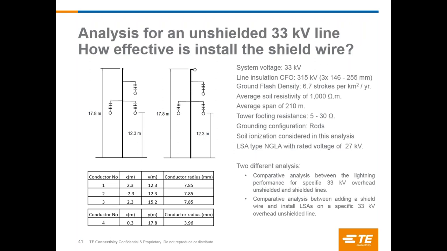Usually for higher discharge currents and higher impedance, soil ionization works to provide better lightning performance for distribution networks. Line surge arrester type: no-gap line arrester with rated voltage of 27 kV. Two different analyses: a comparative analysis of the lightning performance for a specific 33 kV overhead line, shielded and unshielded, and a comparative analysis between adding a shield wire and installing line surge arresters on this specific line.